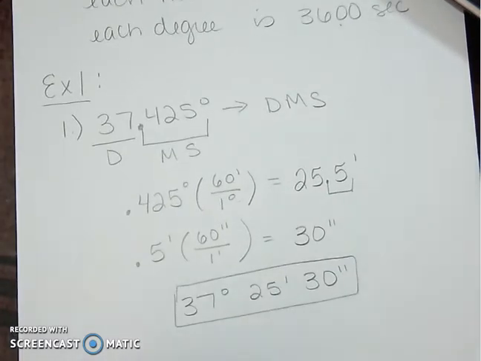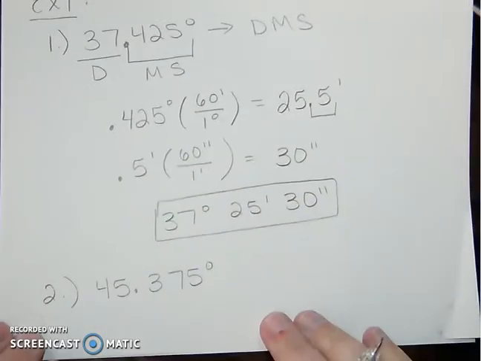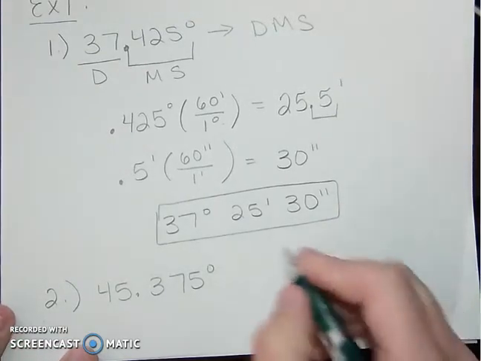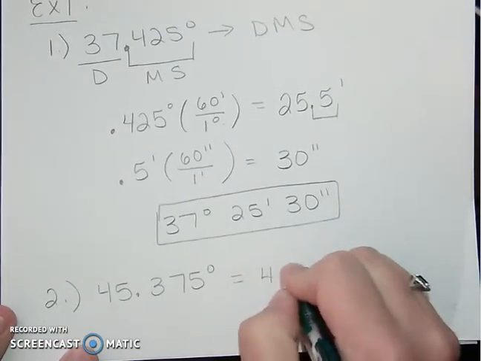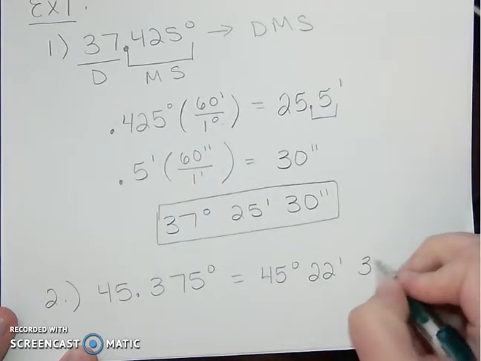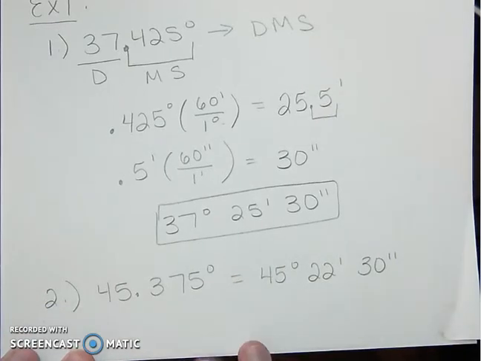All right, now you try number 2. 45.375 degrees. This should give you 45 degrees, 22 minutes, 30 seconds.